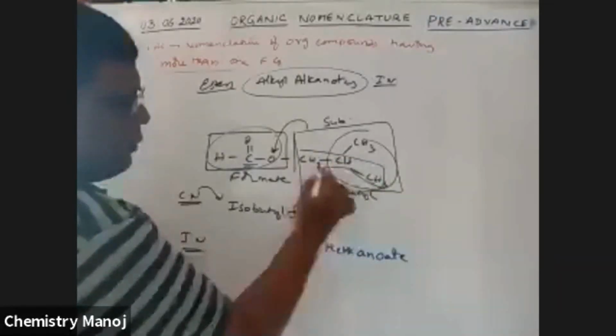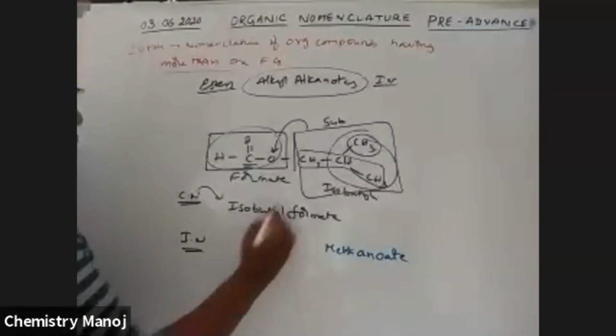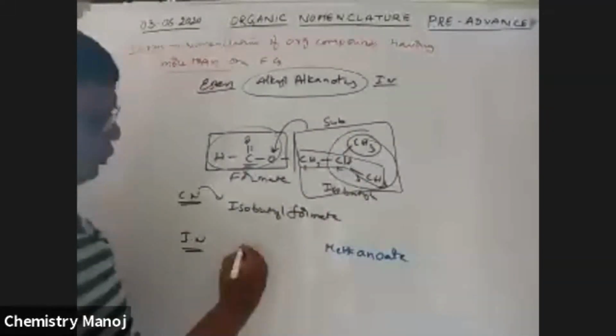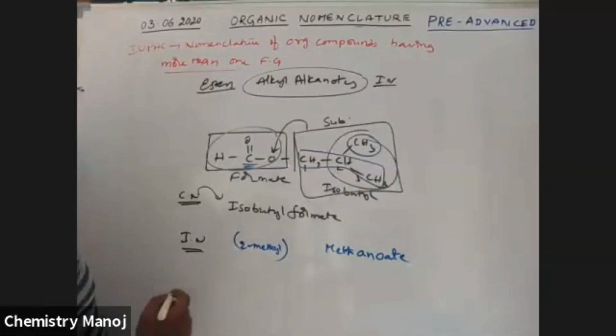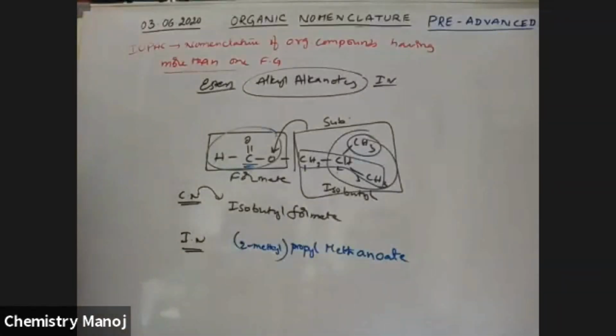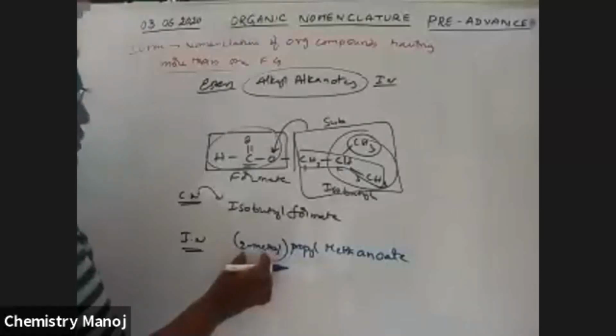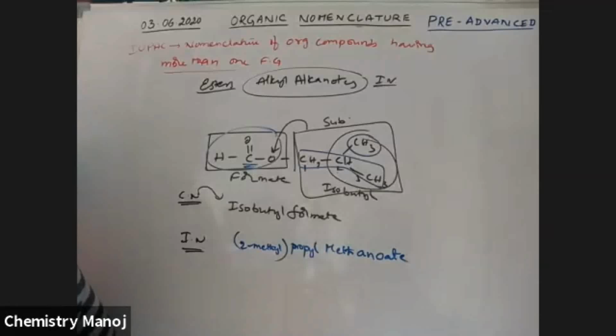Now the alkyl part is propyl. At the second carbon a methyl group is there. So 1, 2, 3, 2-methyl propyl. That means in propyl, at the second position a methyl group is there. So 2-methylpropyl methanoate is the IUPAC name of this compound. So this is the way when single functional groups are there.